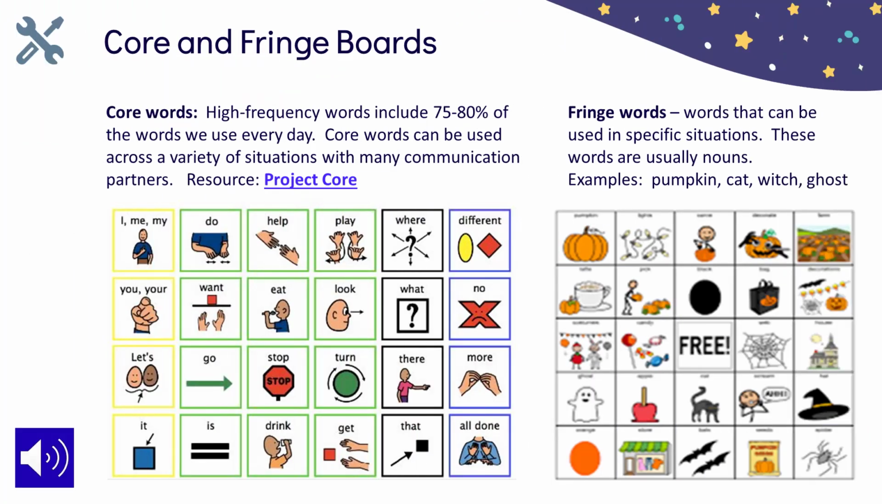Core words are more generic vocabulary that can be used across a wide range of environments with a variety of communication partners. Fringe words refer to vocabulary that is more specific to a topic, environment, or individual. Core words can be printed and used with students all day long. Some fringe pages are often printed to meet a specific communication need for a particular activity.